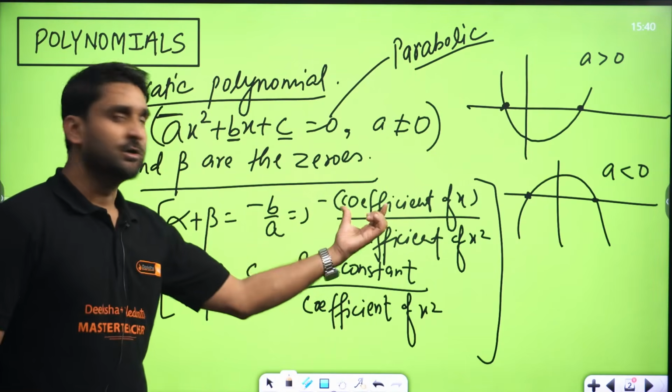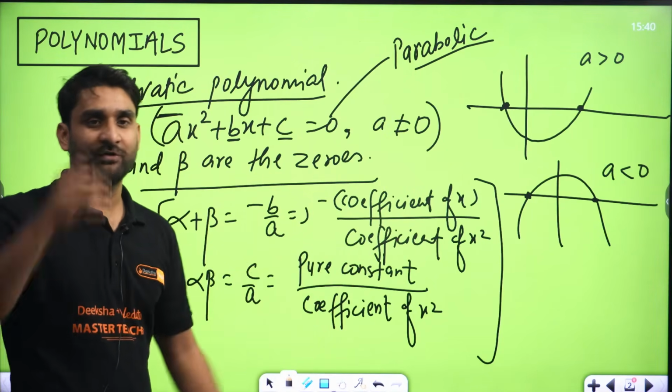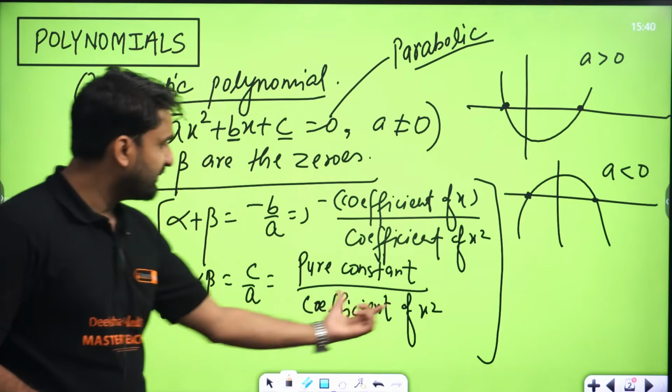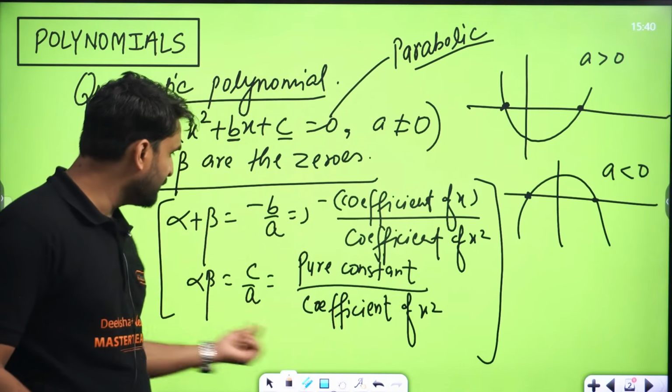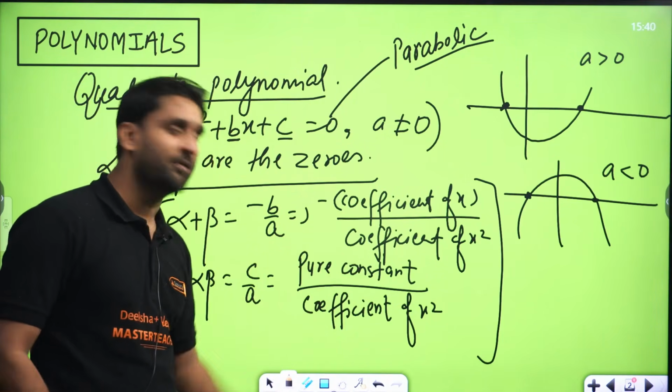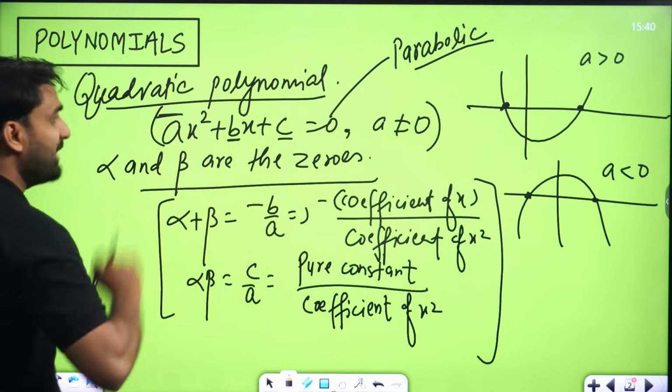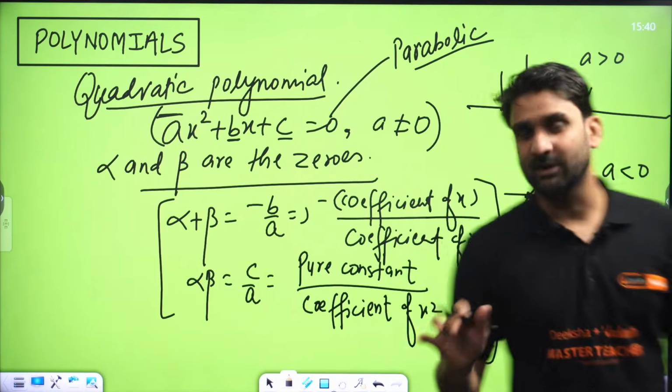The sum of zeros is minus b by a, the coefficient of x by the coefficient of x square, and the product of zeros is equal to c by a, which is the pure constant by the coefficient of x square. Very important. And one more important thing is here.